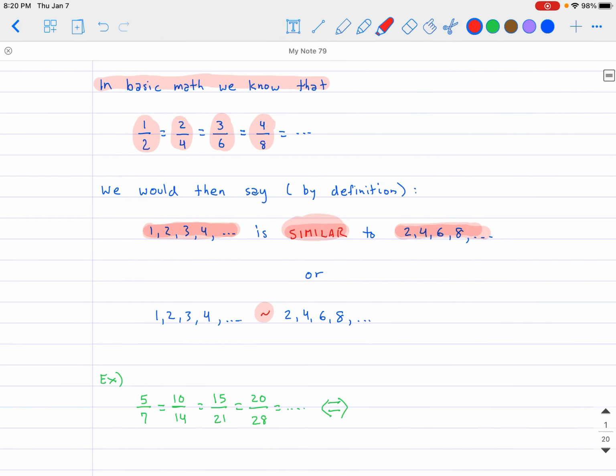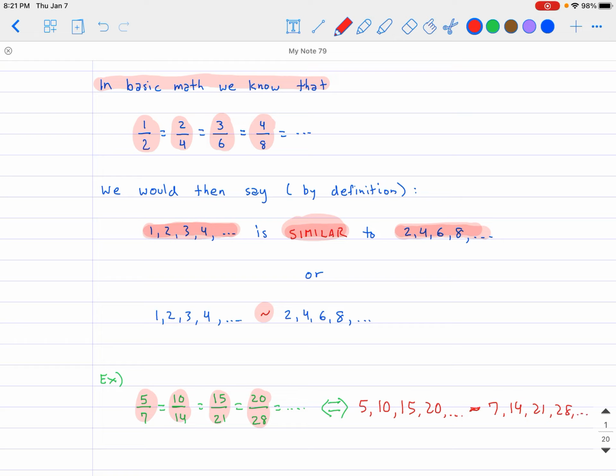Say you have a fraction set up such that 5/7 is equal to 10 over 14, which is equal to 15 over 21, which is equal to 20 over 28, and there are definitely a lot more fractions we can set up for this. We can conclude the following: 5, 10, 15, 20, the sequence of numbers on the top, is similar to the sequence of numbers on the bottom that corresponds to it: 7, 14, 21, 28, and so on.